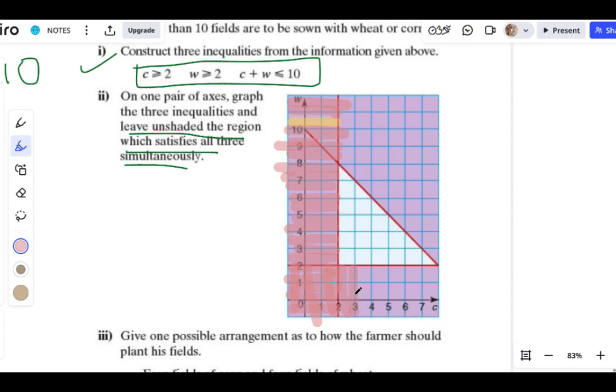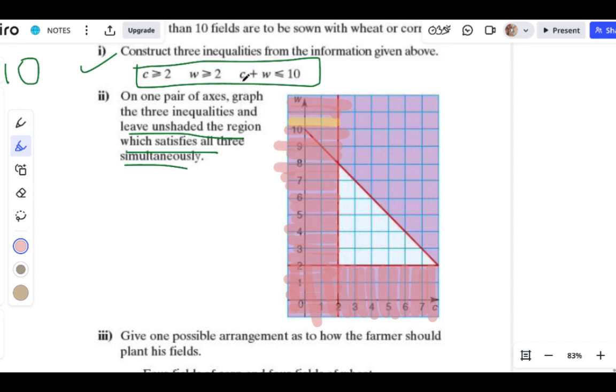So don't shade the region which satisfies the inequality. You shade the opposite side. So we're going to shade this downside. We shade this side. This is the region which satisfies the inequality. Is that okay? The upside is the region that satisfies the inequality, but they say we should leave that side unshaded.